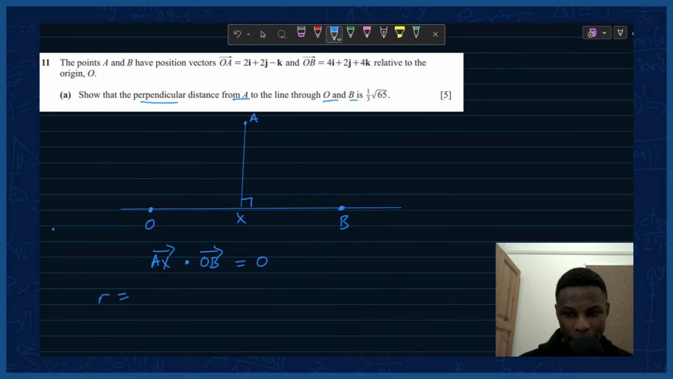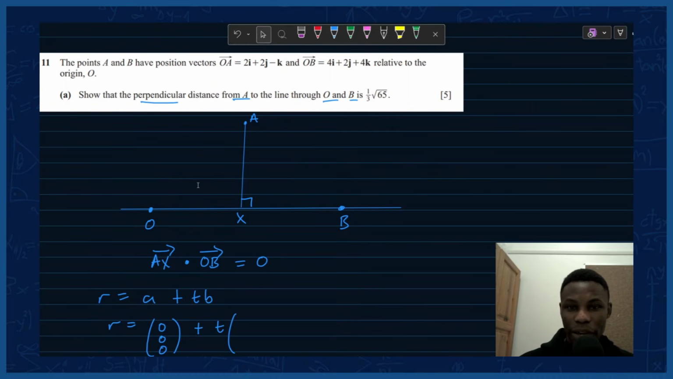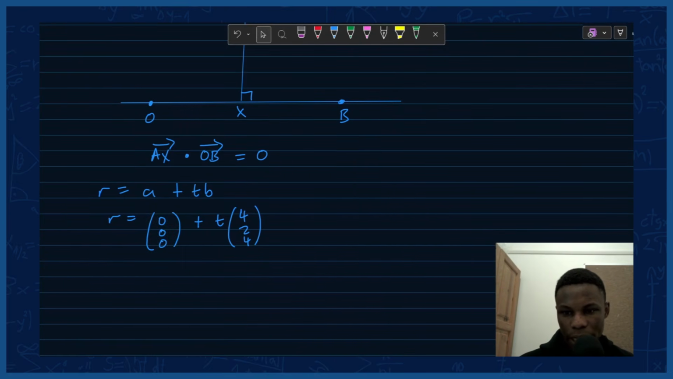And to get the equation of that line, we use the form r is equal to a plus tb, where a is a point on that line. I know that my origin is a point on that line because the line goes through O and B. So I can actually just use the origin as my point. So 0, 0, 0 plus t times, I need a direction for this line. This line is going through O and B. So my direction vector can be OB, which we know to be 4, 2, 4. Okay. So because it passes through the origin, I don't actually need to write this first part. So it just becomes r is equal to t times (4, 2, 4).